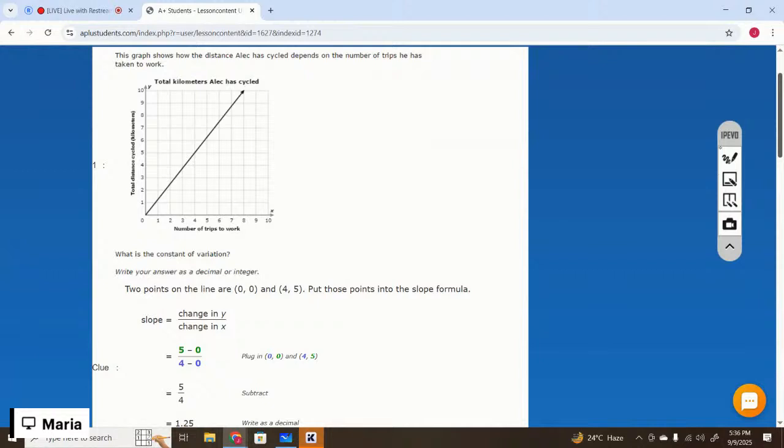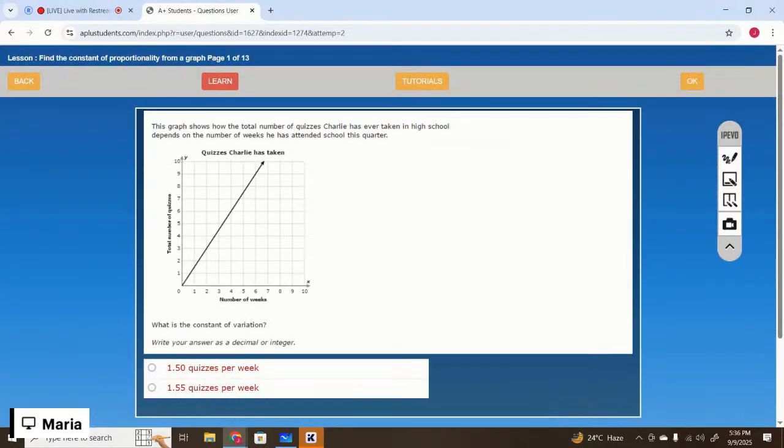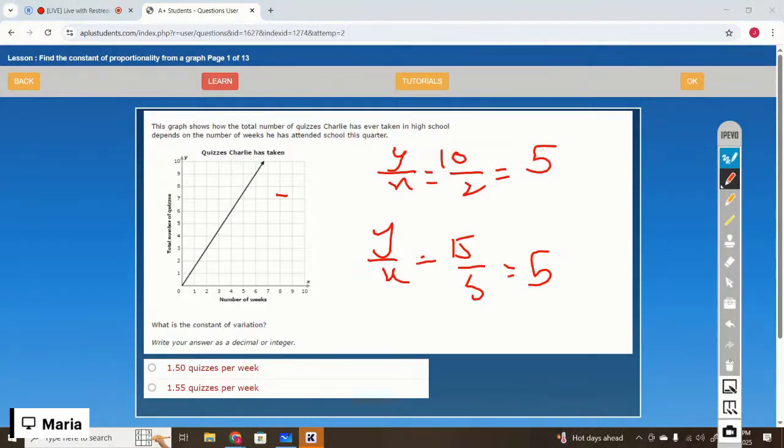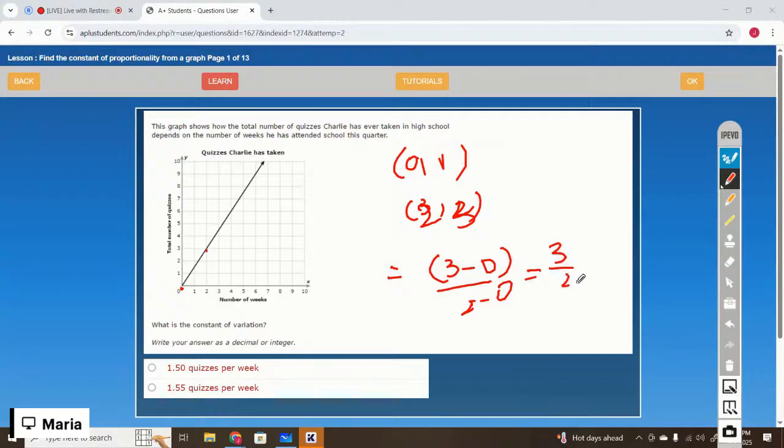Let's just start with the test questions. The graph shows how the total number of quizzes Charlie has ever taken in high school depends on the number of weeks he has attended the school this quarter. What is the constant of variation? So just select any 2 points on the graph, that is 0, 0 and 2, 3. So that is 3 minus 0 divided by 2 minus 0, that is 3 by 2.